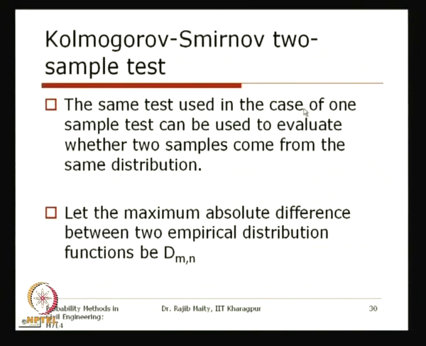data-driven, observed cumulative distribution function, and we have to pick up the difference between the two. So, in the one sample test, one is observed data and the other is some standard known theoretical distribution, and in the two sample test both are observed data. We are plotting, and the value we are picking up is exactly the same thing. So the same test used in the one sample case can be used to evaluate whether the two samples come from the same distribution or not. Let the maximum absolute difference between the two empirical distribution functions be dmn.